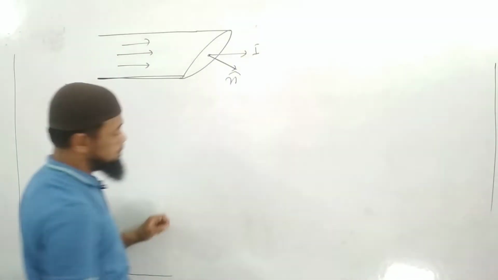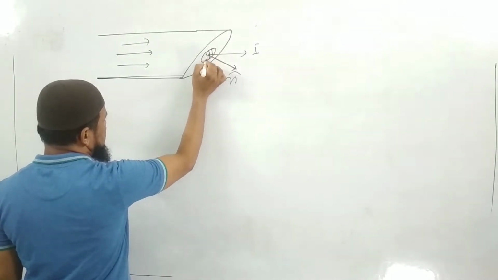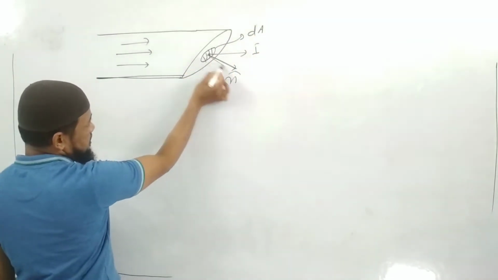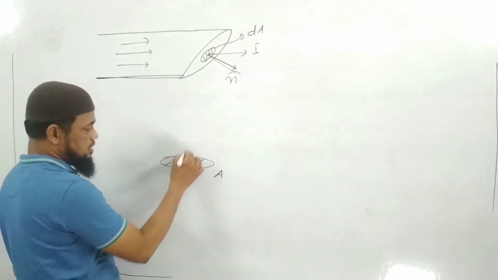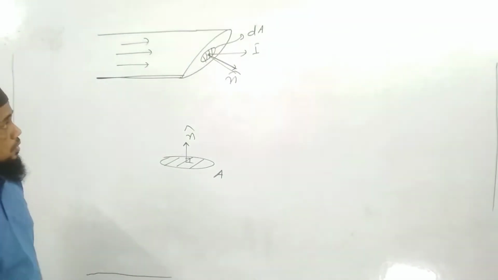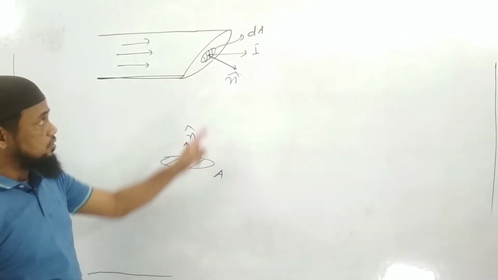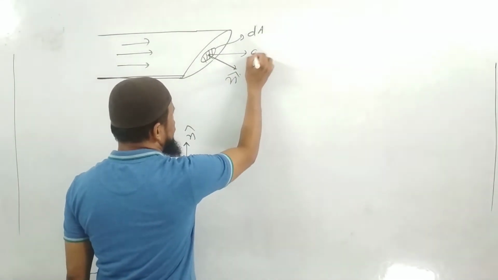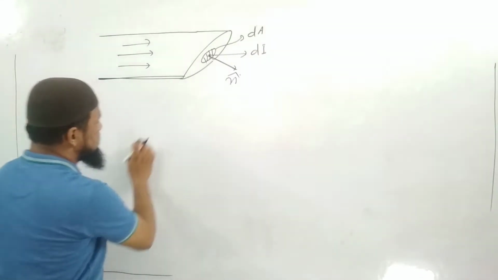So what will we do here? We'll consider a small area dA. The direction of this area vector is normal to it. Any area has a magnitude A, and the direction of area, which is a vector quantity, is always normal to the area. So this n cap is the direction of the area vector. We are considering an elementary area dA. Through this elementary area, suppose the current flowing is dI in this direction. So how will we define current density now?